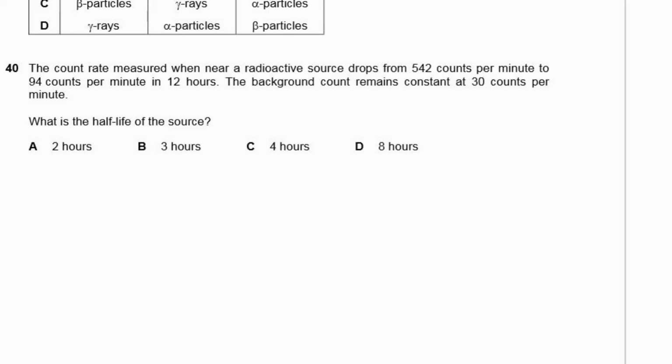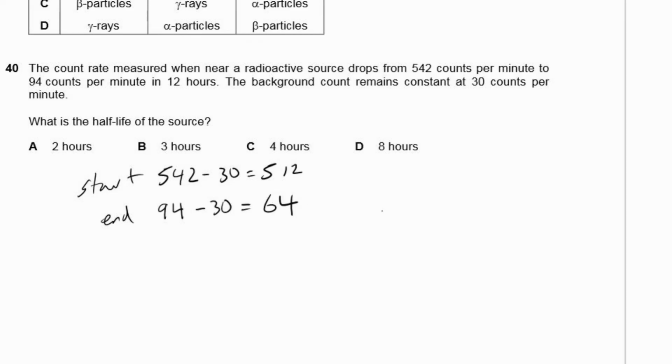Question 40. The count rate measured near a radioactive source drops from 542 counts per minute to 94 counts per minute in 12 hours. The background count remains constant at 30 counts per minute. What is the half-life of the source? Okay, so let's find our count due to the actual source. 542 minus 30 is 512. That's what we start with. At the end we have 94 minus 30, which is 64. They're the counts due to the radioactive source itself.